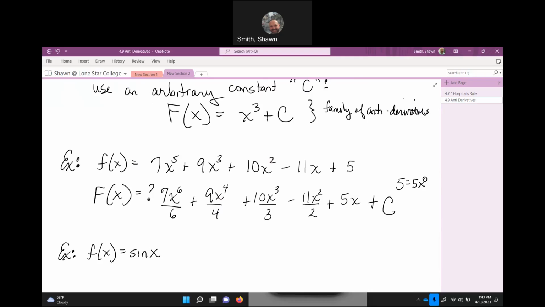I'll tell you this too. You notice I forgot to do it. I do it all the time too. If you forget to put your c on the test, I usually don't take off for it because technically you found an antiderivative. I'm not saying find the family of antiderivatives, right? So technically it's all right. But you'll see sometimes it is required to put your c. We'll see that later today.